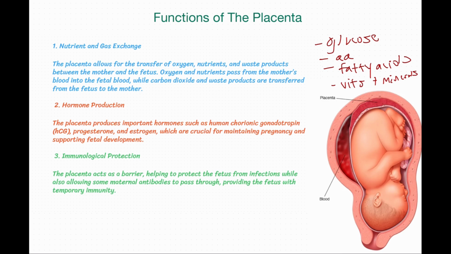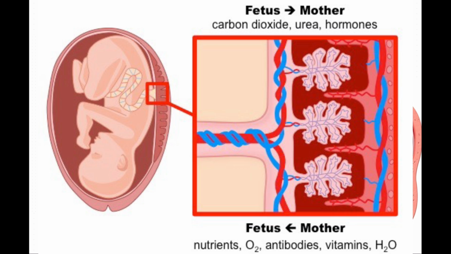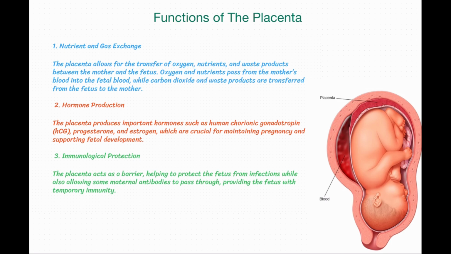So this is important: there has to be an exchange of nutrients, right? Then we have the gas exchange. The placenta acts as the fetus's respiratory system. Very interesting stuff here. Oxygen from the mother's blood diffuses into the fetal blood, while carbon dioxide from the fetal blood diffuses into the maternal blood through the intervillous space. I'll have a picture here so you can visually see it and aren't too confused.